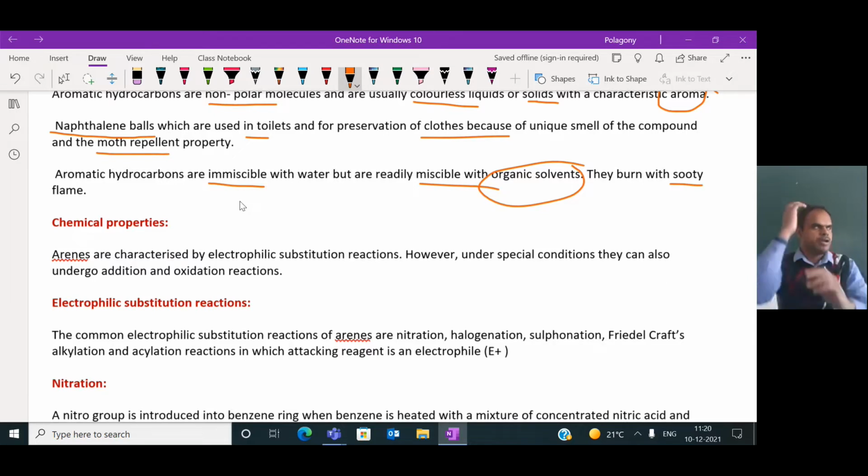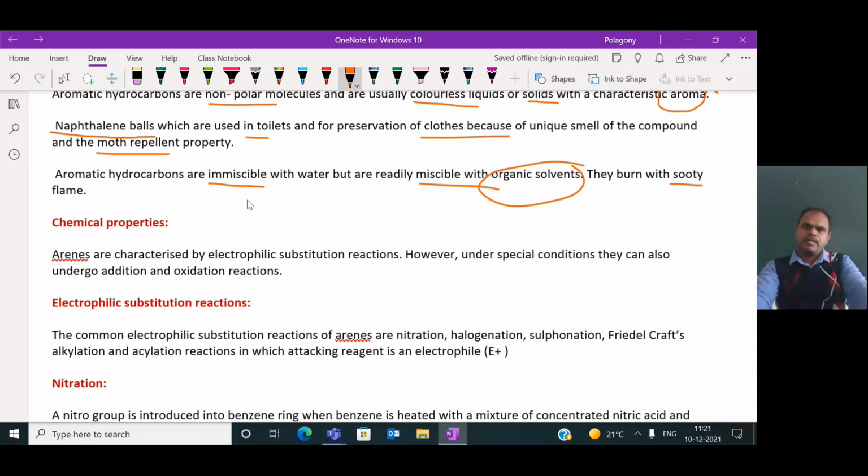Aromatic hydrocarbons produce pollutants while they burn, whereas alkanes will not produce this carbon monoxide and sooty flame. So with this we can identify aromatic hydrocarbons based on this burning property, the sooty flame.